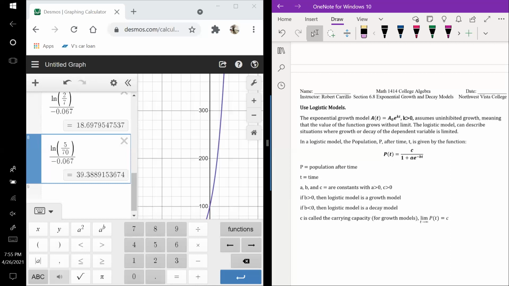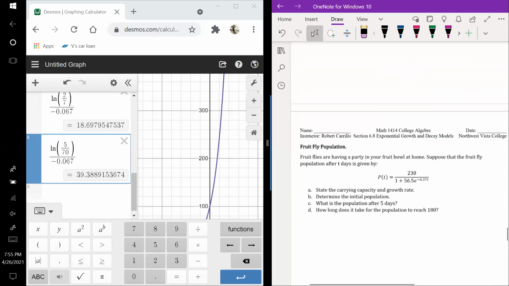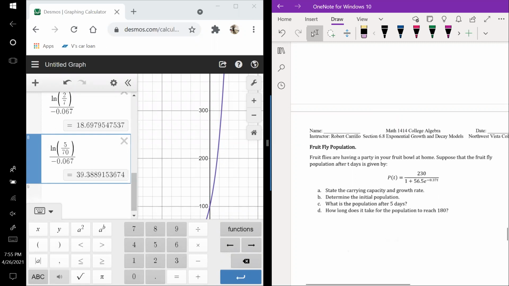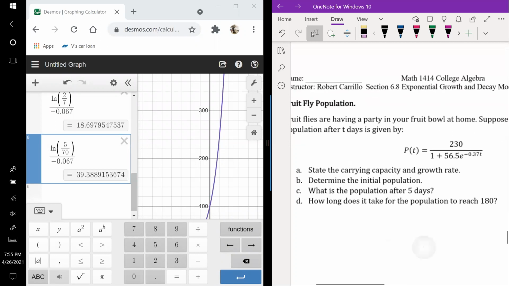Let's go ahead and work the next problem. Fruit flies, those annoying fruit flies. They're having a party in your fruit bowl at home. Suppose that the fruit fly population after T days is given by P of T equals 230 over 1 plus 56.5 times e to the negative 0.37 T. A, state the carrying capacity and the growth rate.